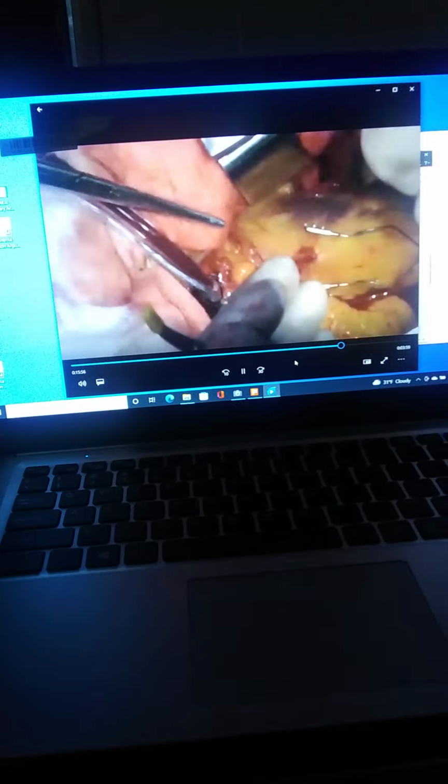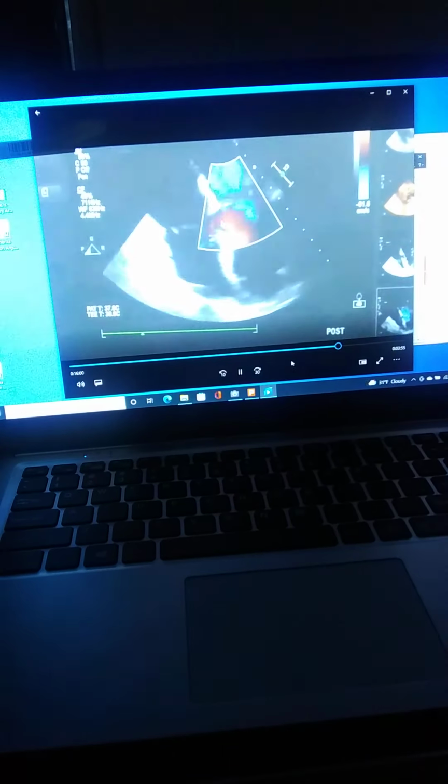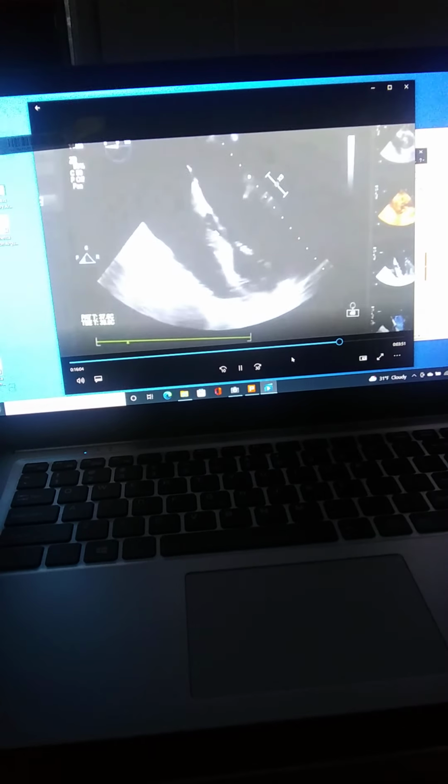As you can see, the bulldog is released to clear the anastomosis, and then sutures are tied, completing the LIMA LAD anastomosis. We use the TEE routinely to check for cardiac function and to ensure adequacy of the grafting procedure.